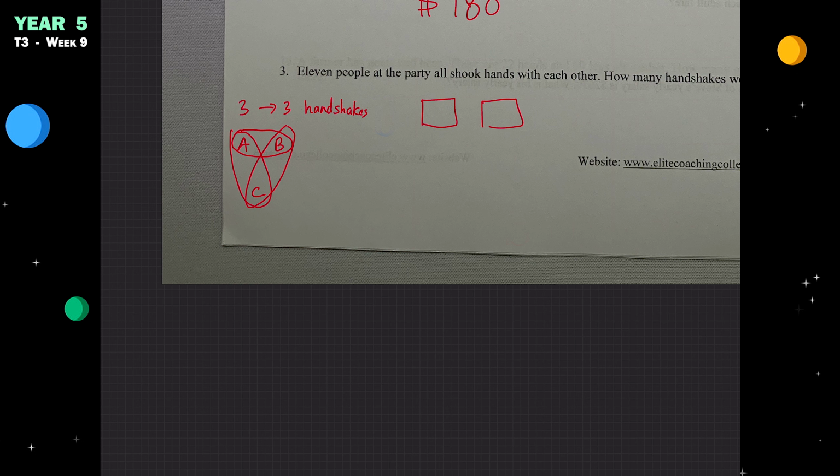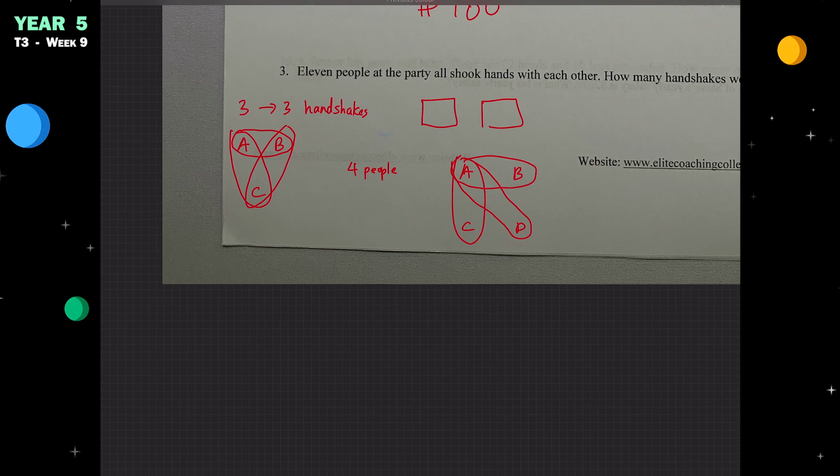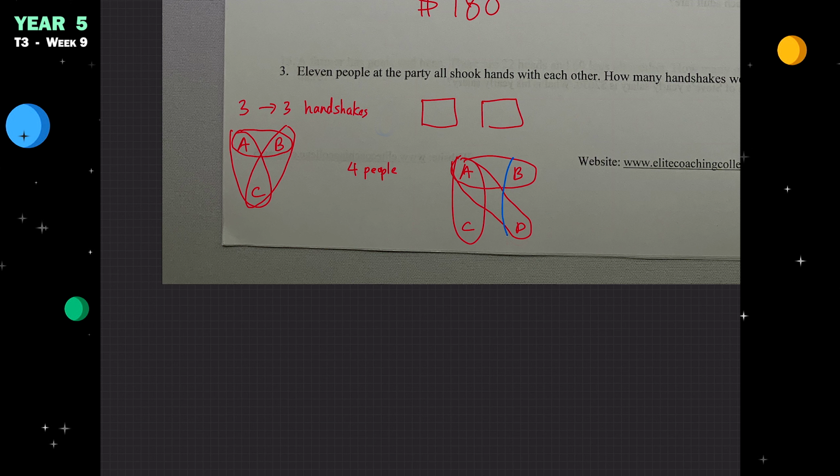Alright, what if we had 4 people? Okay, you got A, B, C, D. A can handshake with B, with C, and with D, and then B can handshake with who? He's already done with A, so he can't do A again, so he can do D and C. And what about D? D can only handshake with C. So how many handshakes are there? There was 3 plus 2 plus 1, and that gives you a total of 6. So 4 people, 6 handshakes.